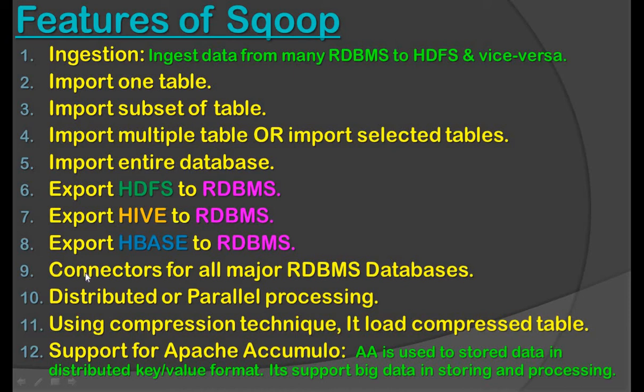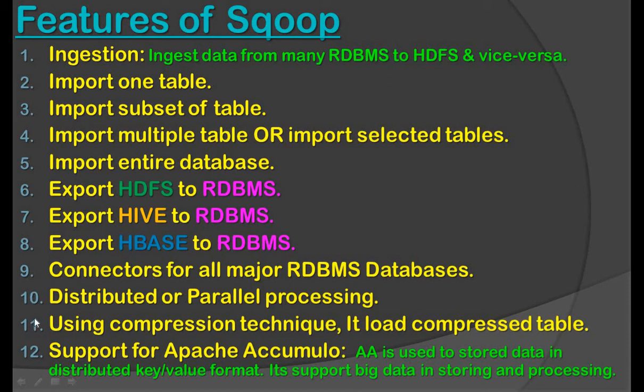Ninth feature, it provides connectors for all major RDBMS databases. Connectors means connection feature with a database. So Sqoop can connect to all major databases by using connectors. And for the few databases for which Sqoop does not provide connectors, you should go to that database's site and download the connectors, and you can install them in Sqoop.